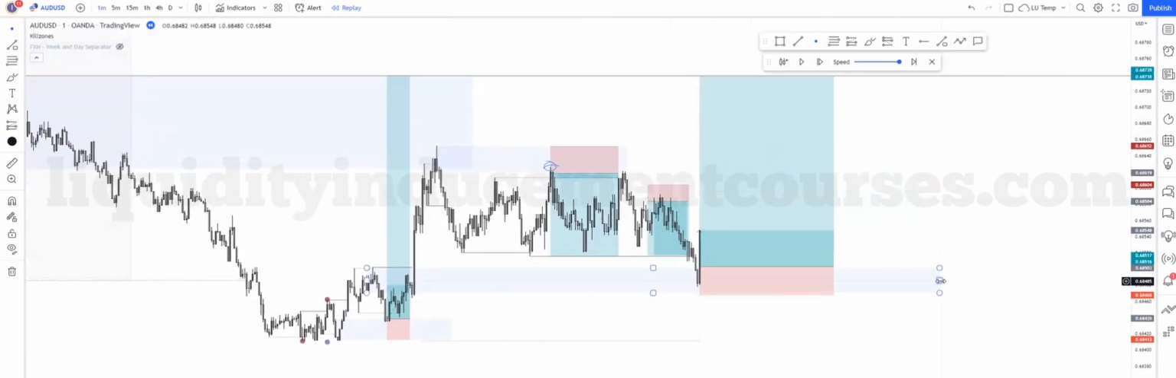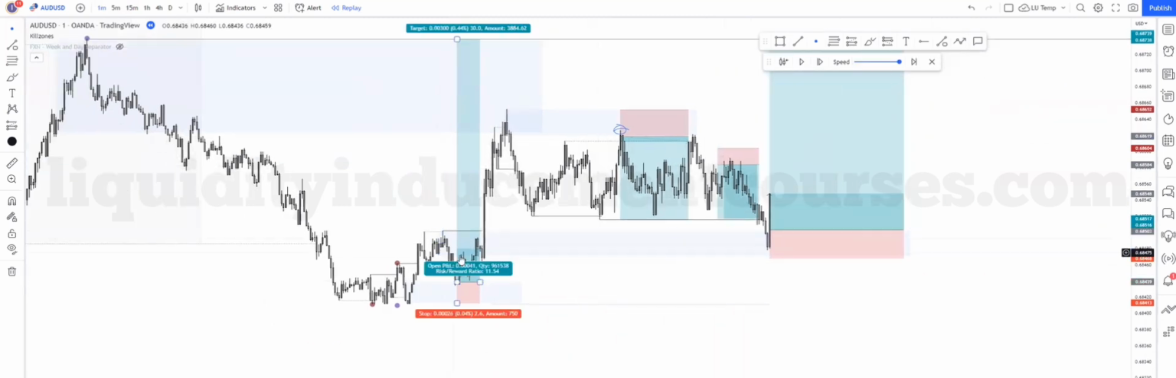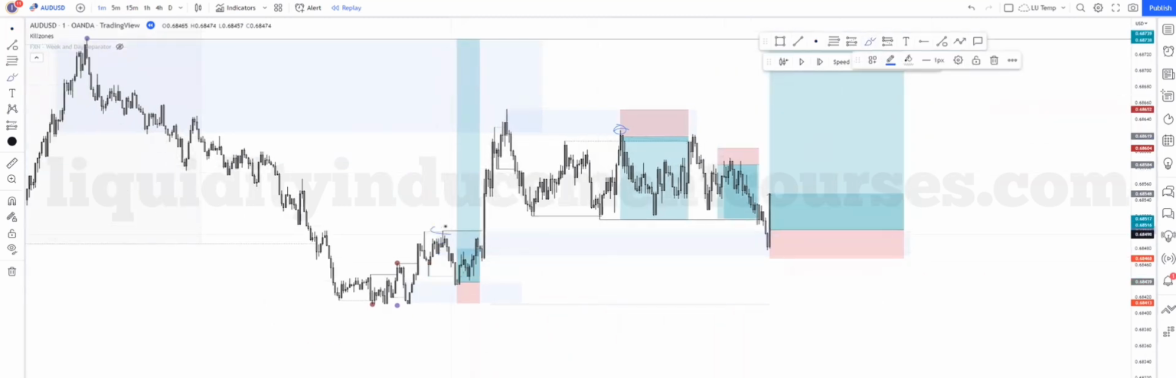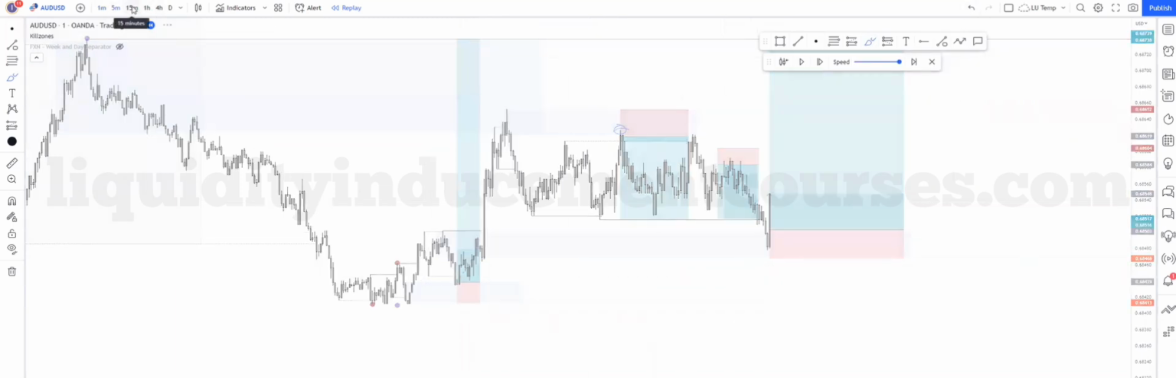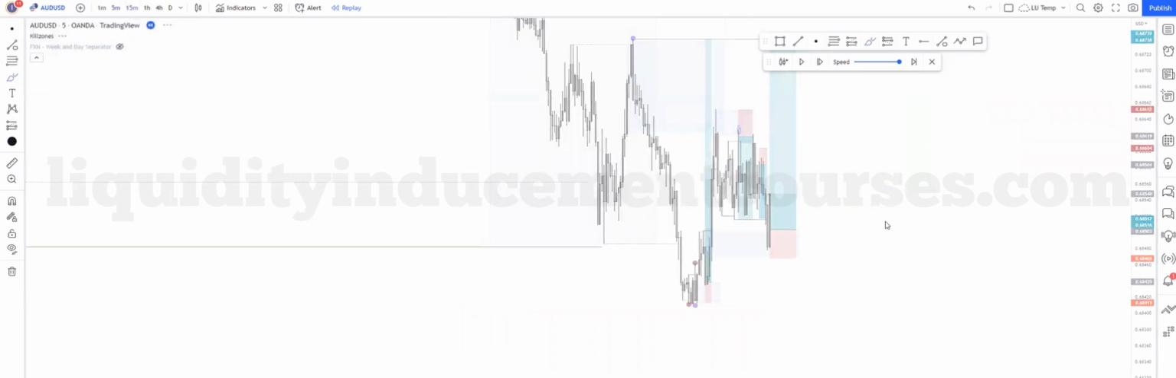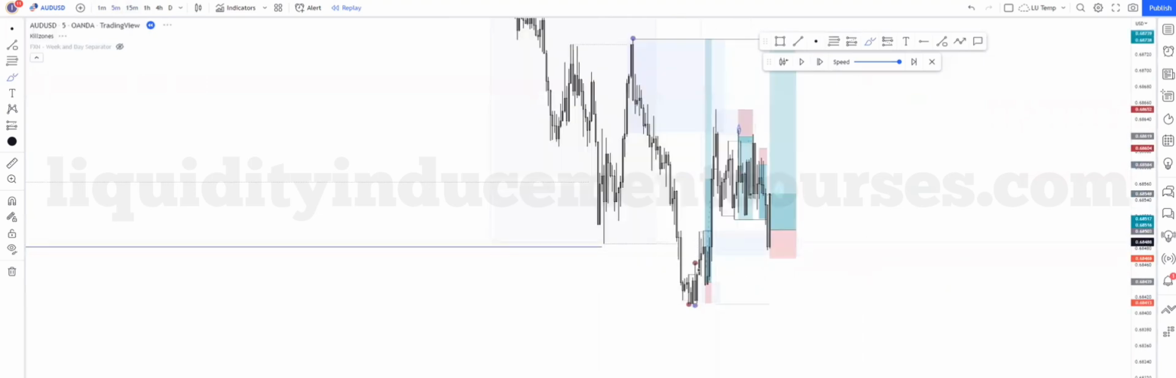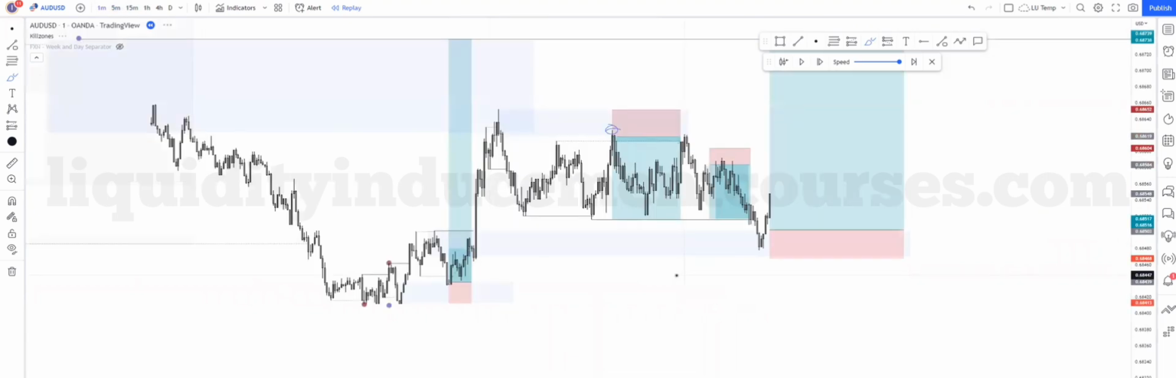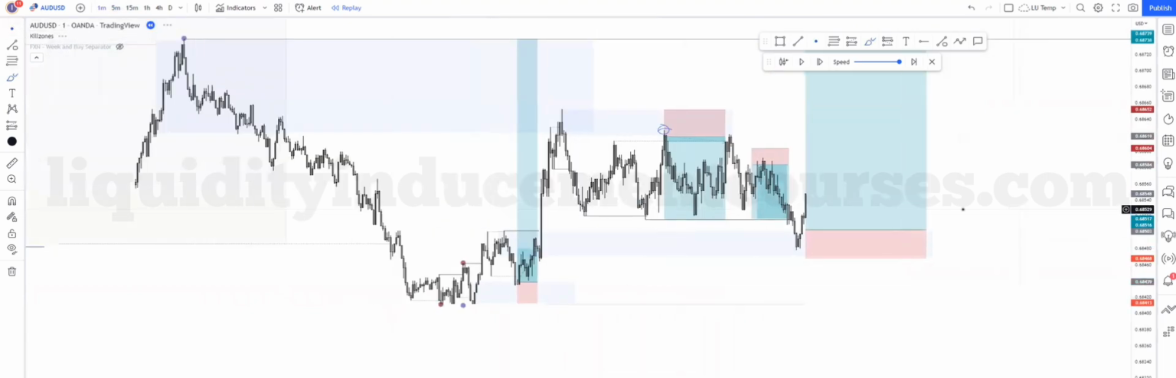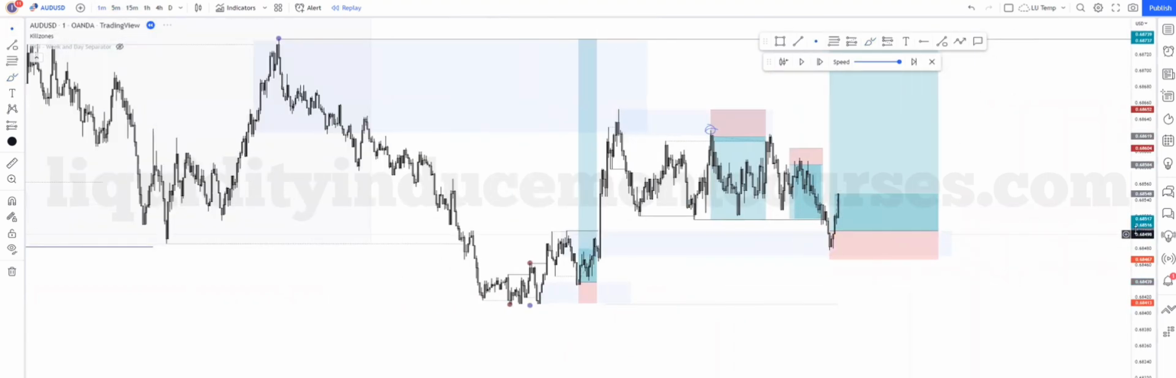That'd be a target. Notice how it lines up with the breaker. There's a breaker, this high took out this low. So that's the breaker block, lining up with the higher time frame POI. So we have the 15-minute imbalance fill, then a 5-minute breaker, which lines up with a 1-minute breaker. So everything lines up. So yeah, I'll definitely take this directly.